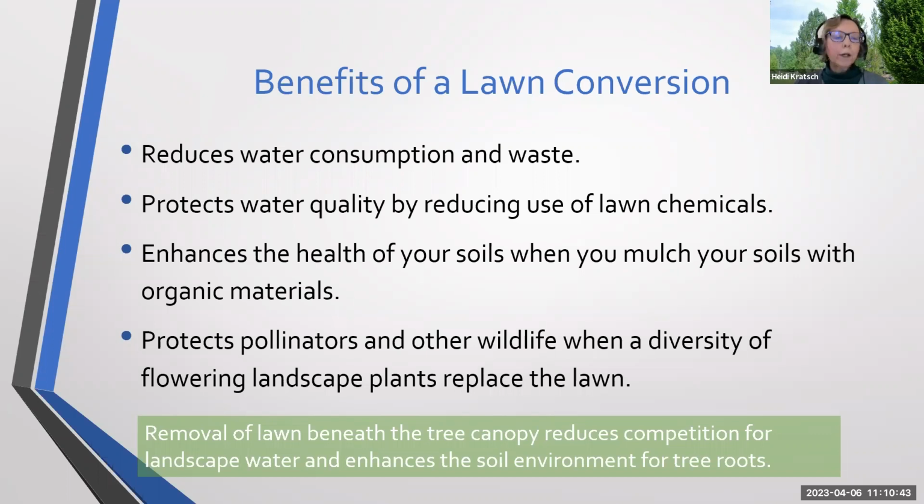It can reduce water consumption and waste. It protects water quality by reducing your use of lawn chemicals. It enhances the health of your soils when you mulch your soils with organic materials, and it protects pollinators and other wildlife when a diversity of flowering plants replace the lawn. So when done thoughtfully, removal of a lawn beneath a tree reduces competition from turf grass for landscape water. And so it saves water, but at the same time, it can also enhance the soil environment for tree roots.